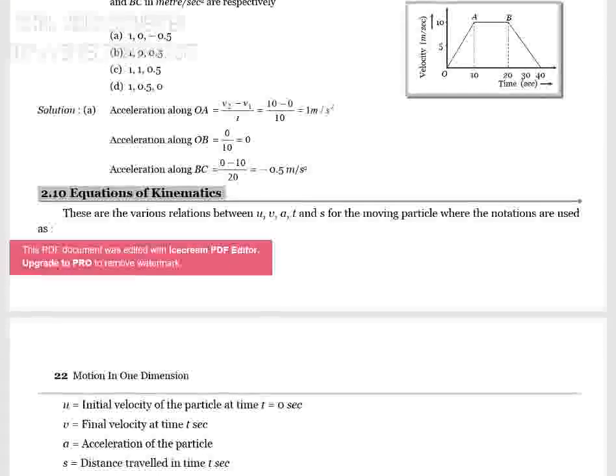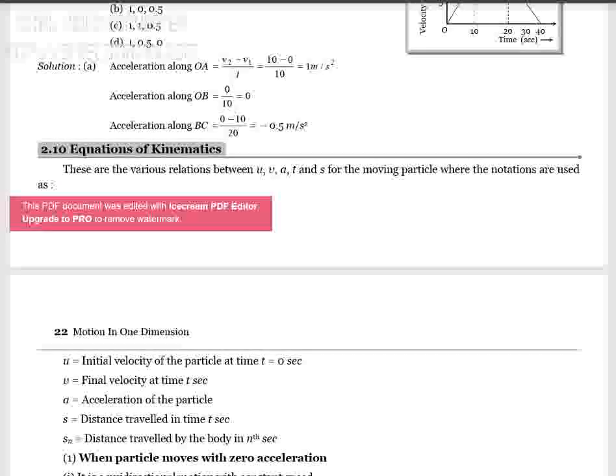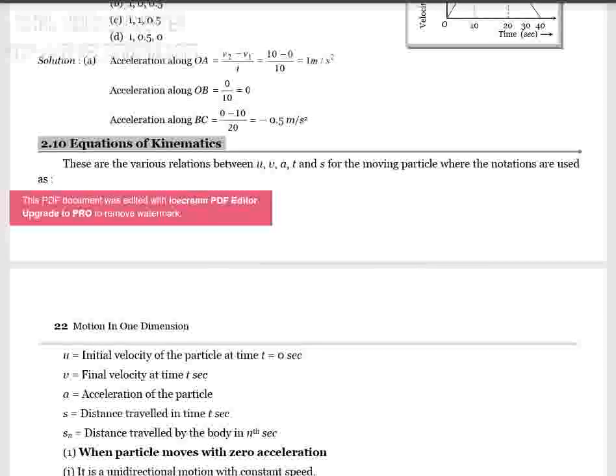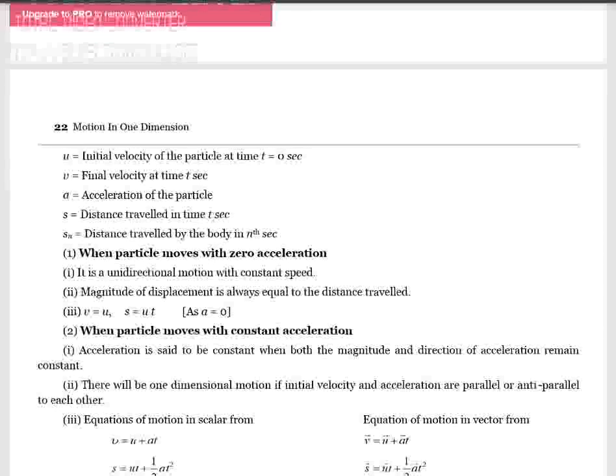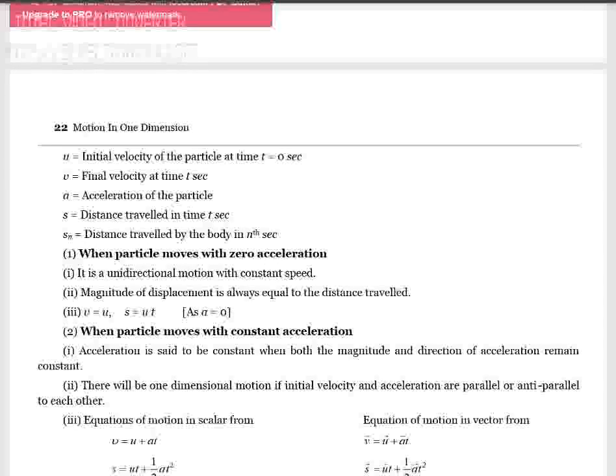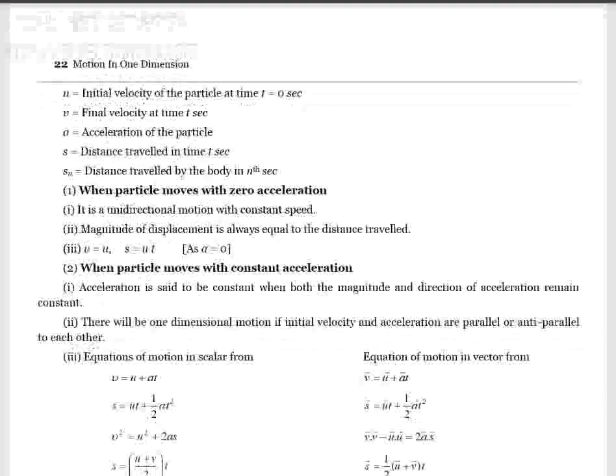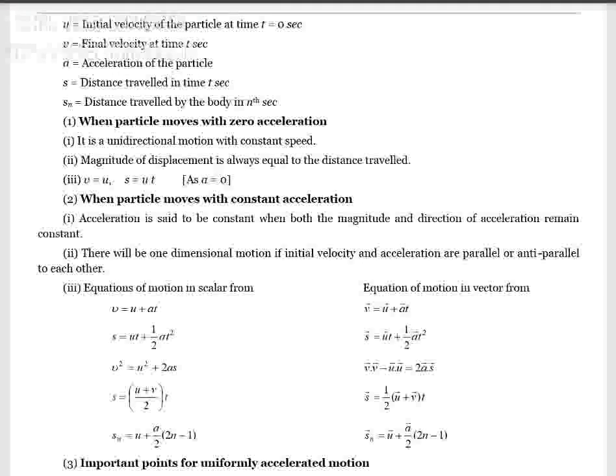Okay, the other thing is motion in one dimension, that is uniform accelerated motion. There are various relationships between u, v, a, t, and s. That means the initial velocity, the final velocity, acceleration, time, and displacement. The basic relation between these all is the 5 uniform accelerated motion equations.